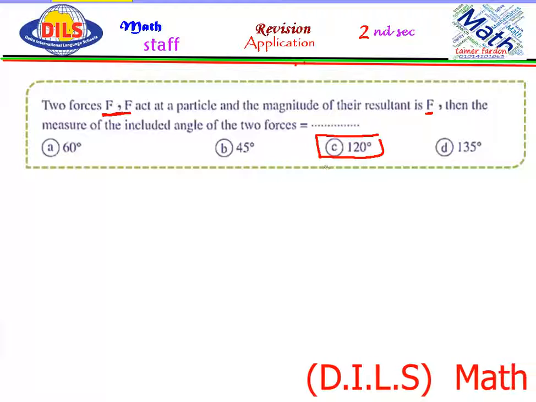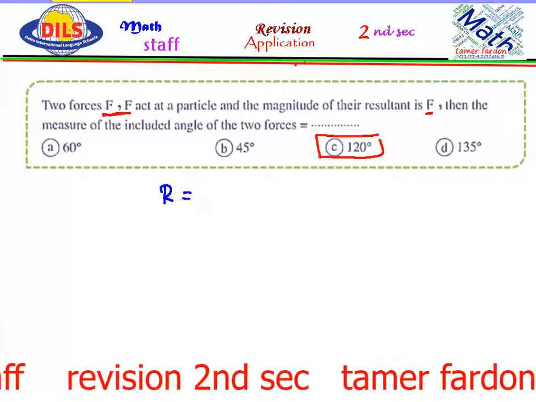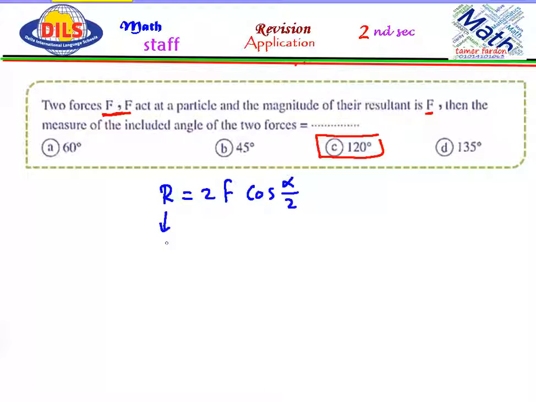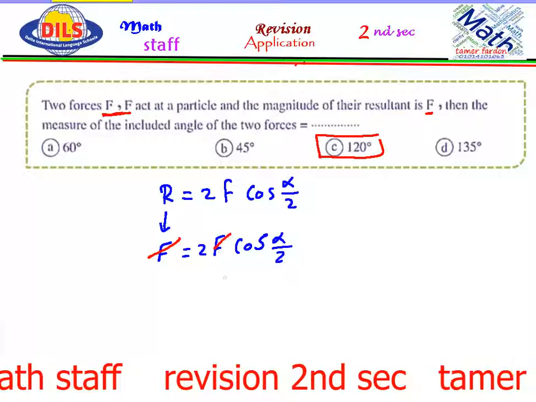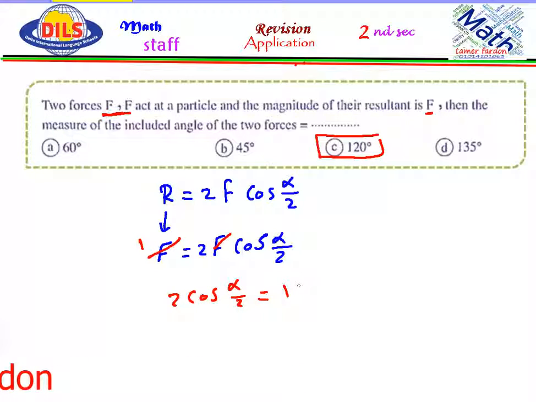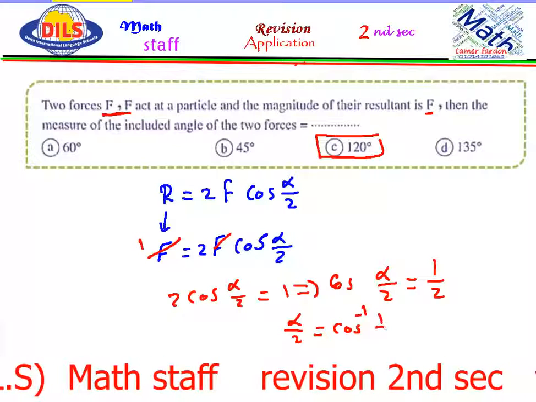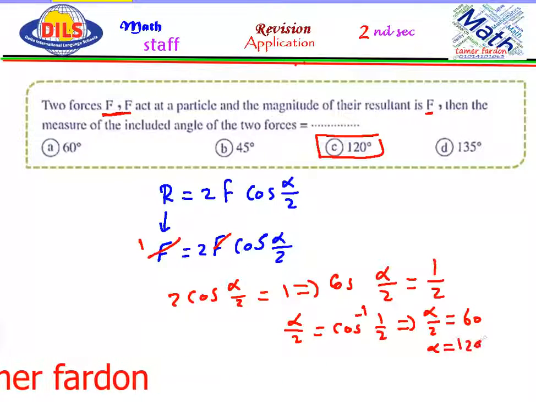Okay, we can prove that. Two forces are equal, so their resultant R equals F cosine alpha over 2. Resultant equals F. One of the two forces F cosine alpha over 2, divide both sides by F, we get 2 cosine alpha over 2 is equal to 1. So cosine alpha over 2 equals 1 over 2. So alpha over 2 equals cosine power negative 1 of 1/2. So alpha over 2 equals 60. So alpha equals 120 degrees.